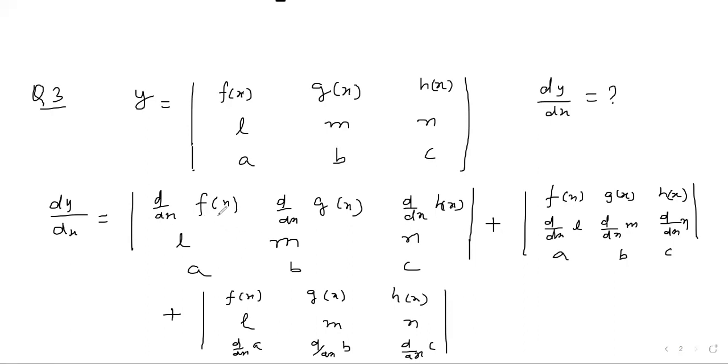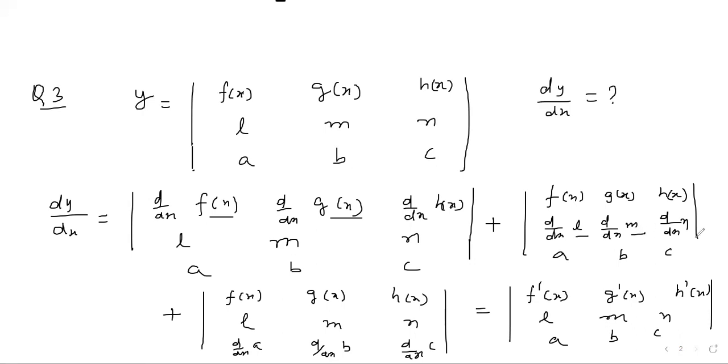Now, differentiation of f(x) becomes f dash x. Similarly, this will become g dash x, and then h dash x. L, M, N, A, B, C will remain intact. Now, L is constant, M is constant, N is constant. So this row will become 0.